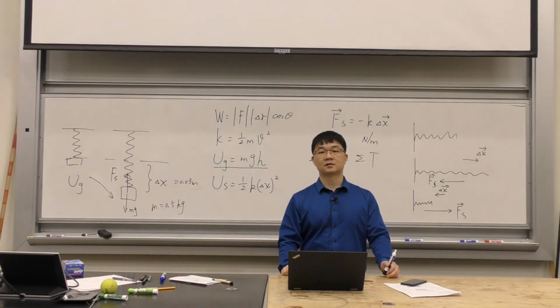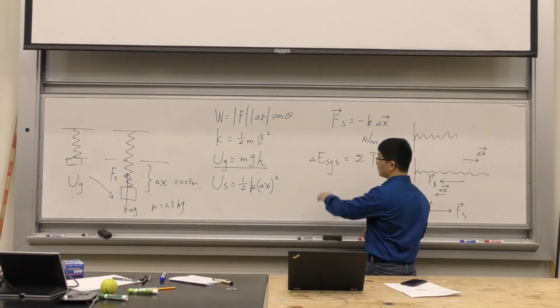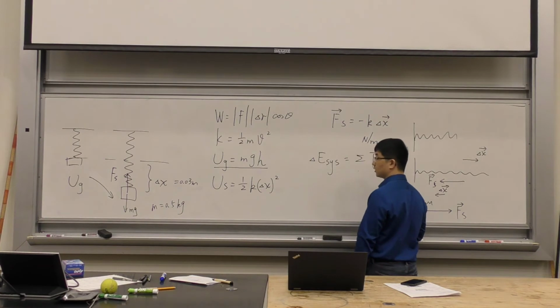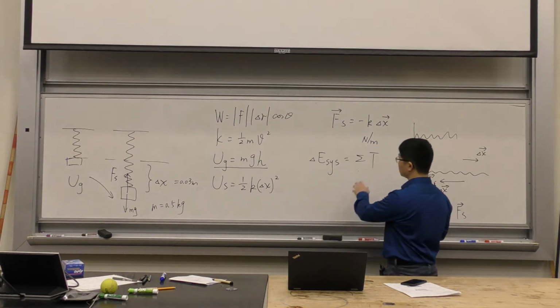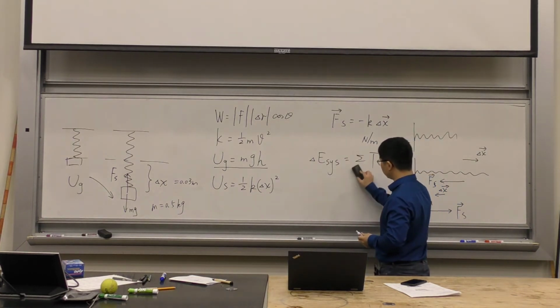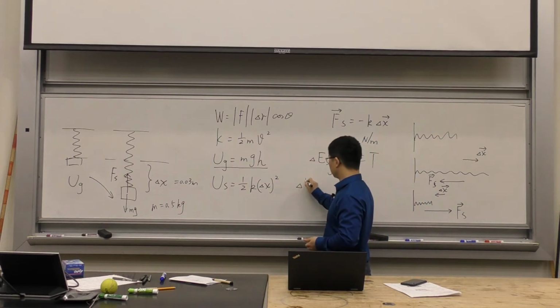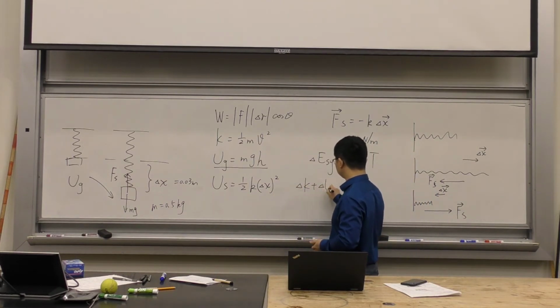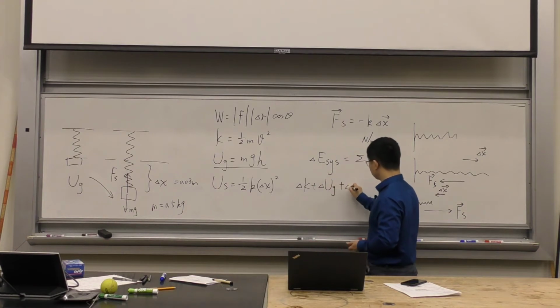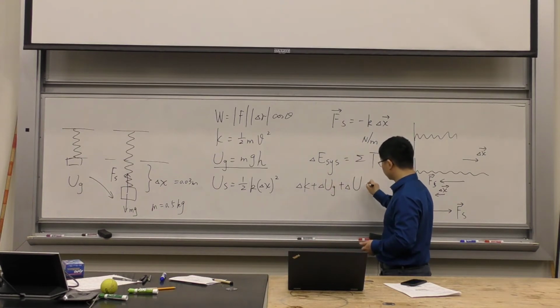In this class, as I said, we only discuss these 3 forms of energy in a system. We only discuss one method of transferring energy, which is work. So this equation is going to become this in our class.